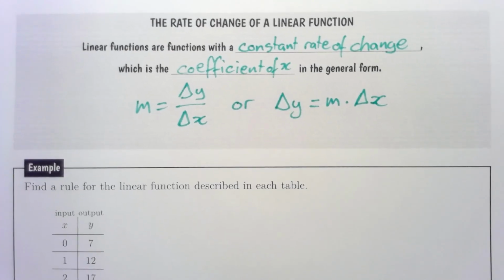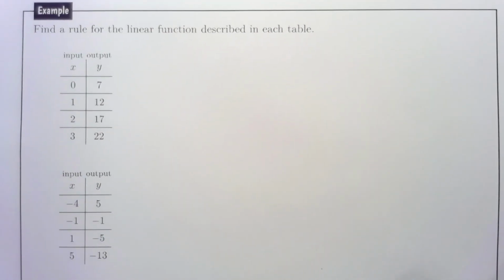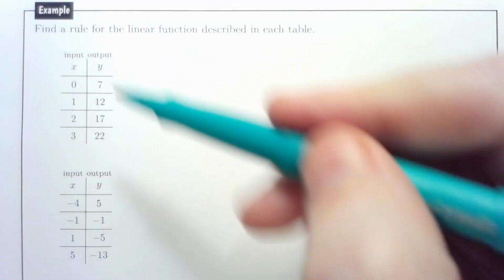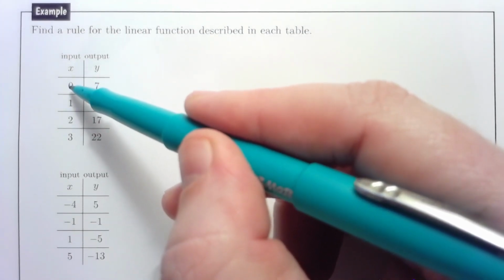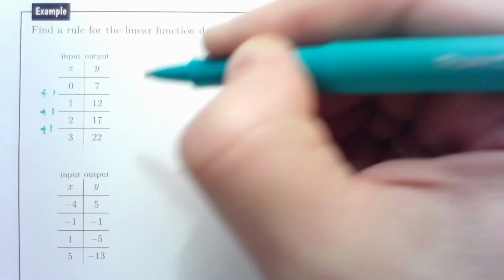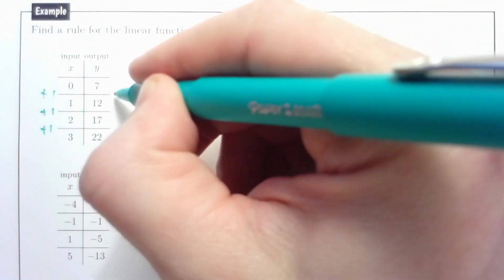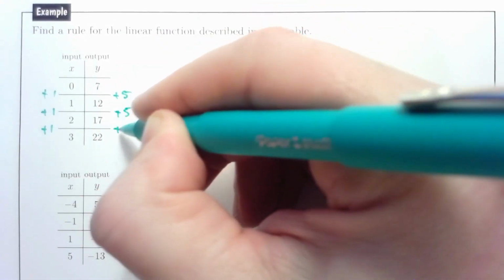So finally, we're going to get to what this video is actually about. How do we take a table and find a rule for it? So let's have a look. In this table, we see that x is going up by 1 each time. So let's write those changes in. From 0 to 1 is plus 1, from 1 to 2 is plus 1, and from 2 to 3 is plus 1. On the other side, from 7 to 12 is plus 5, and then to 17 is plus 5, and then to 22 is plus 5.